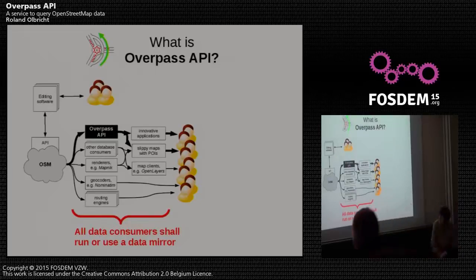And this is why there's this whole ecosystem of data mirror servers. They all take the updates that are coming in from the OpenStreetMap database once per minute and process them to keep an up-to-date copy of the OpenStreetMap database.